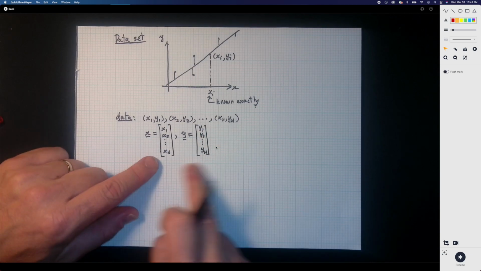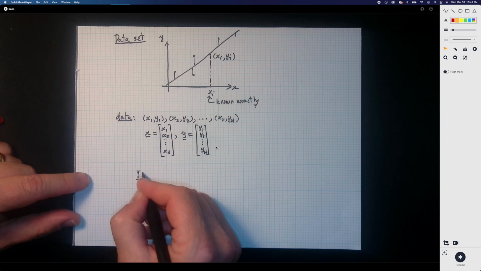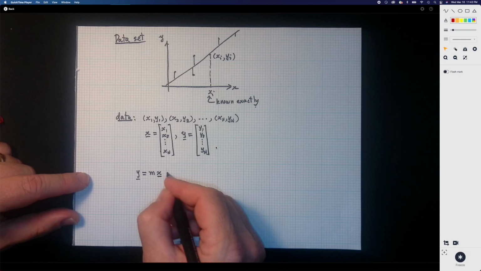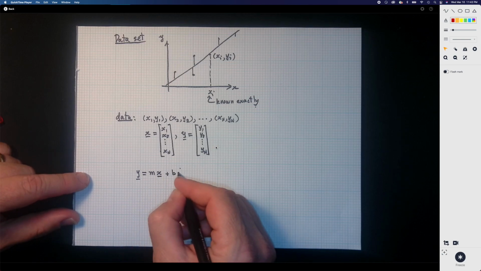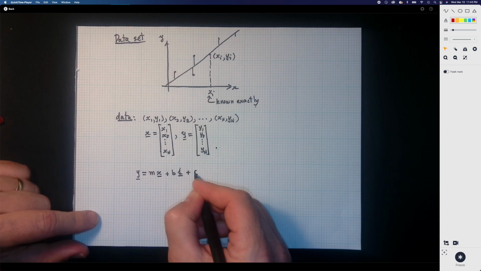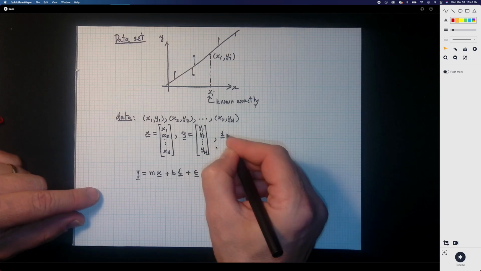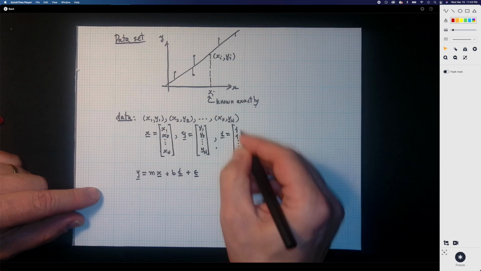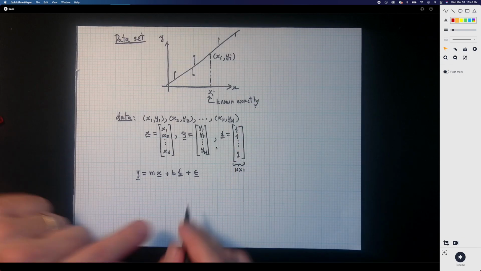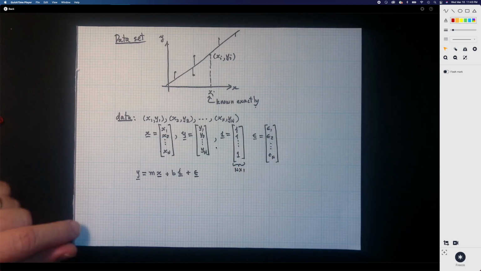And so we're going to be assuming that our model is of the following form. y is equal to m times x plus b times 1, where this is a column vector of 1's, plus some error vector epsilon. And I guess I can specify what 1 is. It's just a column vector of 1's, and this is an n by 1. And epsilon, the errors, is a column vector of epsilons.